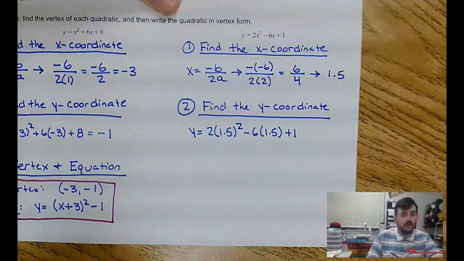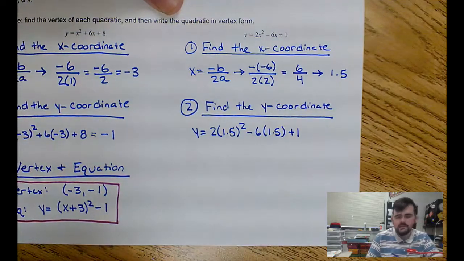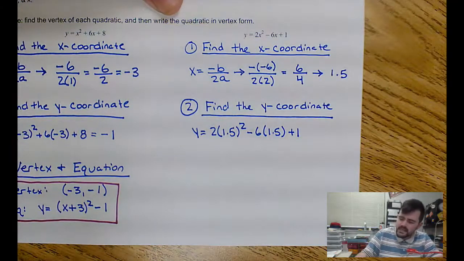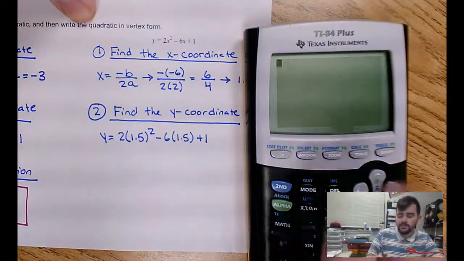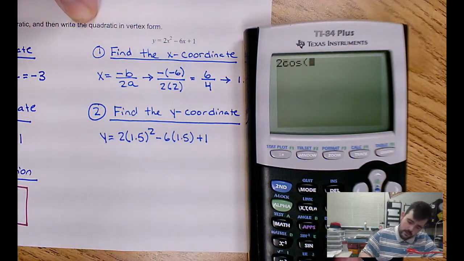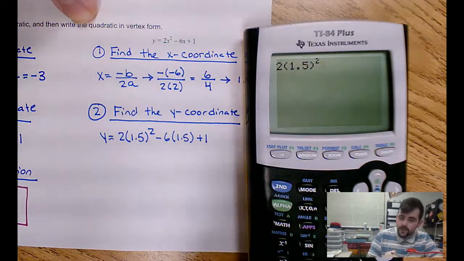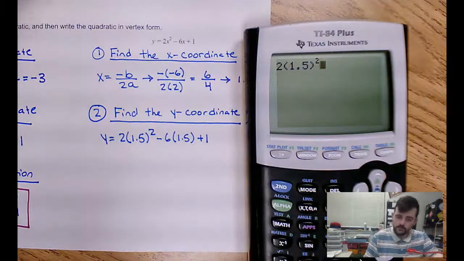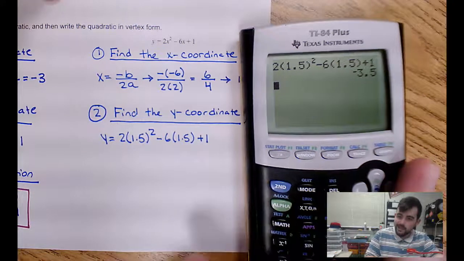Now, y'all, I don't want to do that by hand. I hate squaring decimal values. I hate multiplying decimal values. It's gross and it's just tedious, and so I'm going to carefully type it into my calculator. Because you know what? This is a $100 piece of equipment. We deserve to use it. 2 times 1.5 squared. Notice that the number I'm plugging in for x, I just put parentheses around it, minus 6 times 1.5 plus 1. And you get negative 3.5.